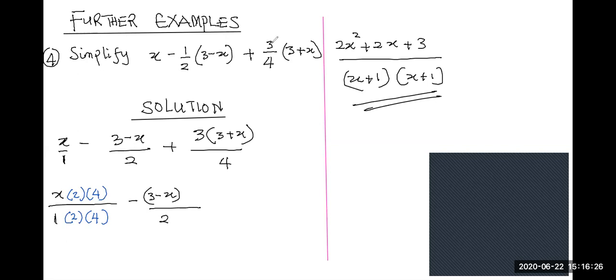Now, what does that fraction have? It doesn't have 4 and it doesn't have 1. So multiply by 4, multiply by 1, and I will insert 4 and 1 under it, then plus the next fraction that was originally there, which was 3 into (3 plus x), divided by 4. And what does it have? It doesn't have 2 and 1. Of course, multiply by 2, multiply by 1, over 2 and over 1.